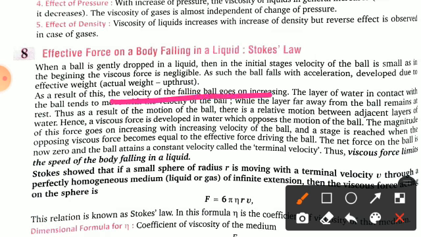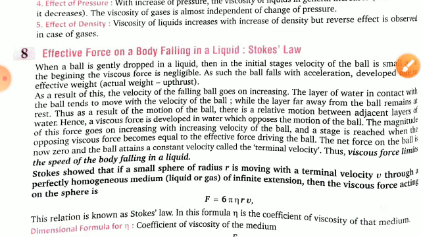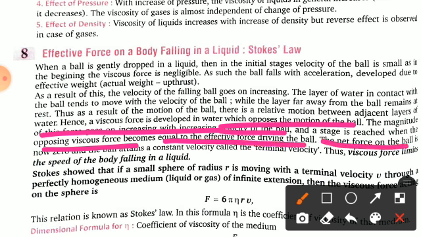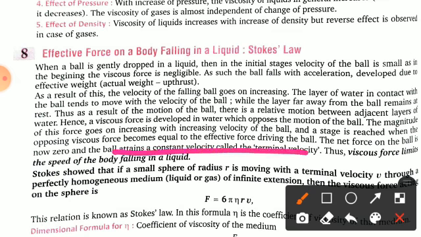The layer of water in contact with the ball tends to move with the velocity of the ball, while the layer far away from the ball remains at rest. So as a result of the motion of the ball, there is a relative motion between the adjacent layers of the water. Hence a viscous force is developed in water, which opposes the motion of the ball. The magnitude of this force goes on increasing with the increase in the velocity of the ball, and a stage is reached when the opposing viscous force becomes equal to the effective force driving the ball. So the net force on the ball is now 0, and the ball attains a constant velocity called its terminal velocity. The viscous force limits the speed of the body falling in a liquid.